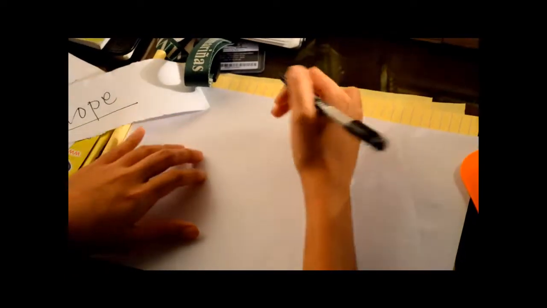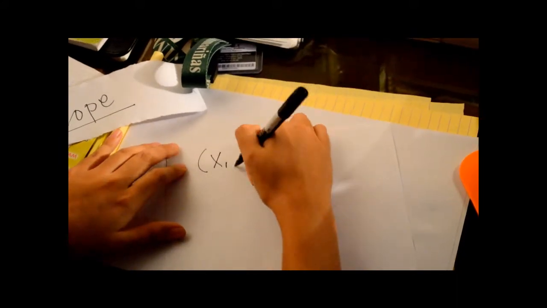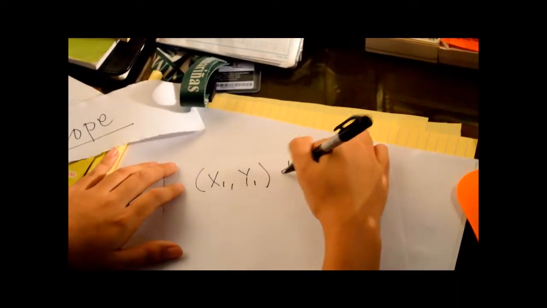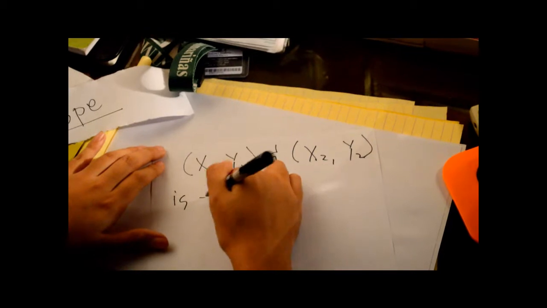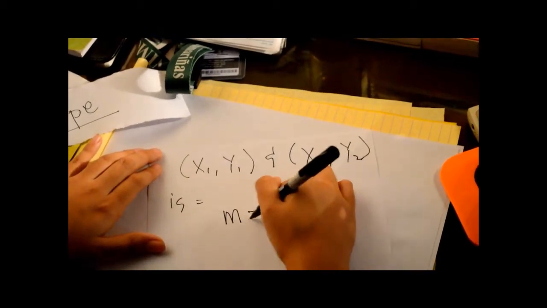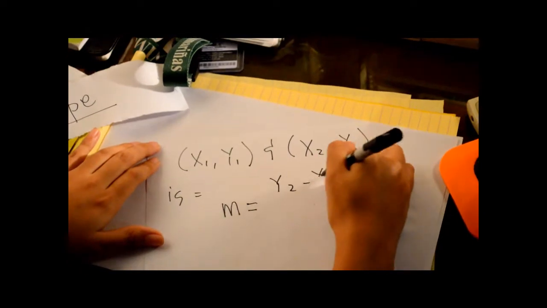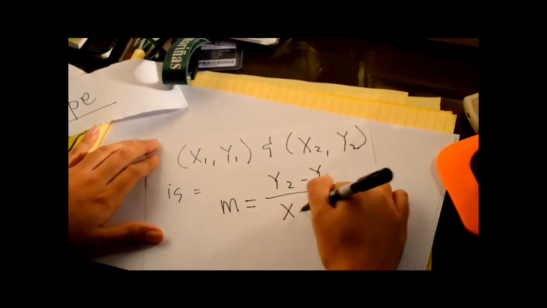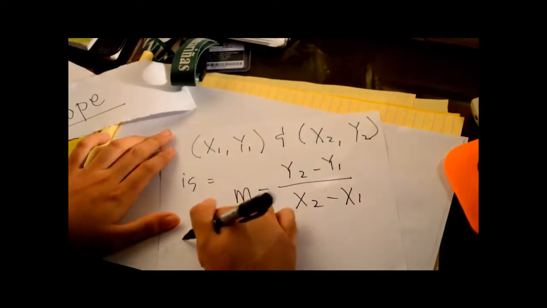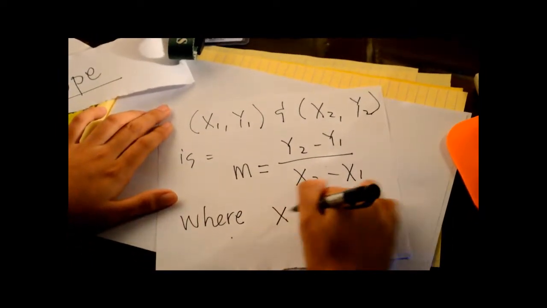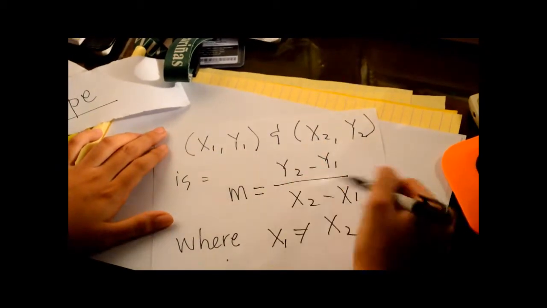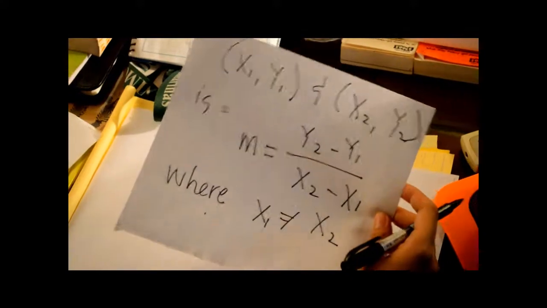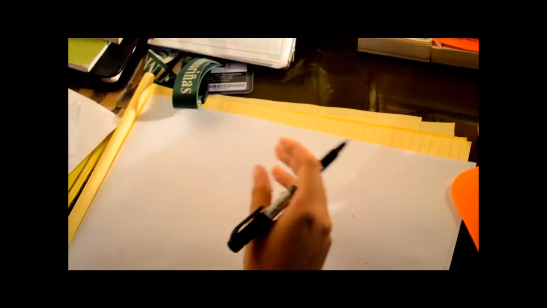So, the slope m of a non-vertical line through (x1, y1) and (x2, y2) is equal to m, which is the slope, equals (y2 minus y1) over (x2 minus x1), where x1 is not equal to x2. So this is our formula for the slope, which we're going to use for solving the equations.